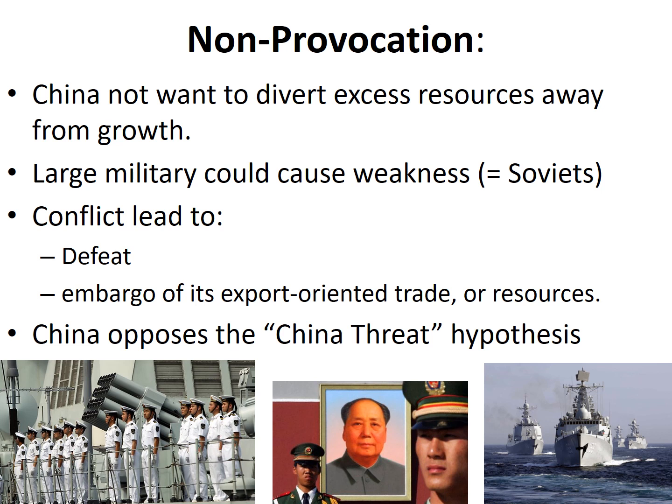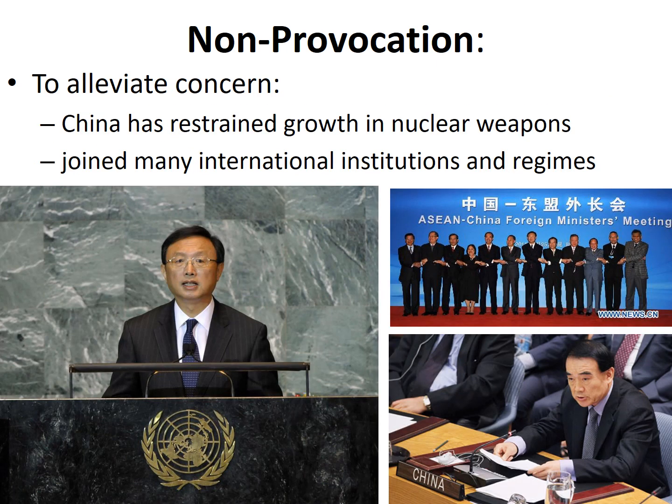China's principal goal is to foster a peaceful environment for its economic development, without which the government, the Communist Party, cannot stay in power. To alleviate concerns, China has restrained its military growth in nuclear weapons. It has a very small arsenal compared with the US and the USSR or Russia.